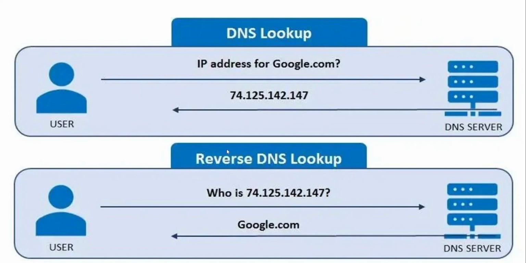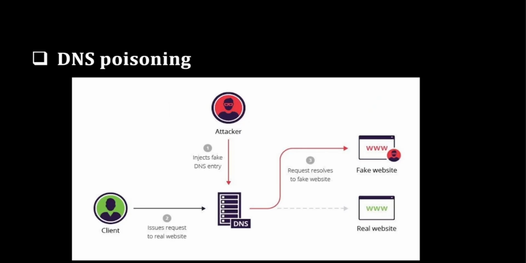Next we have DNS poisoning. Just imagine we have an attacker, and the attacker is injecting some fake DNS entry into the DNS server. So when the client requests a website, imagine the client is requesting google.com. If the attacker has manipulated the DNS entries, it will not redirect to google.com. It will redirect the user to a fake website.